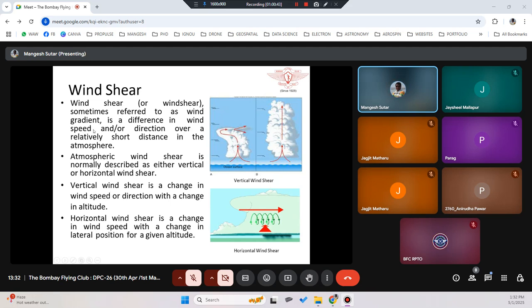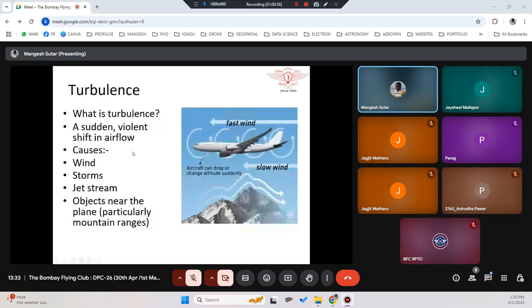So change in wind speed with respect to the direction over a relatively short distance in the atmosphere. So it could be horizontally or it could be vertically also. Okay, these are called wind shears. Turbulence, we would have encountered a lot of times when we are flying in an aircraft. The turbulence is nothing but a sudden violent shift in airflow caused by wind storms, jet streams, objects near the plane, particularly a mountain range. So especially when you are climbing the mountain or you're going over hilly or terrain regions, you will encounter turbulence.